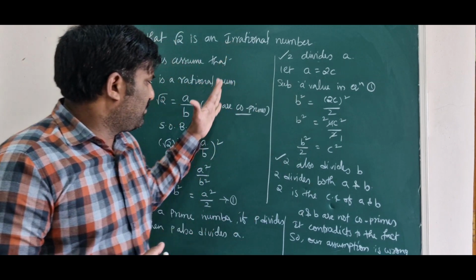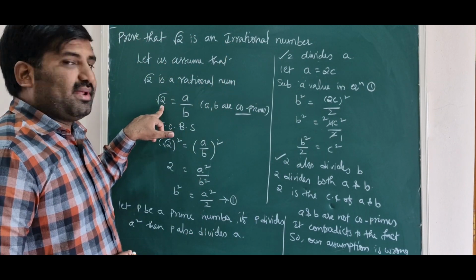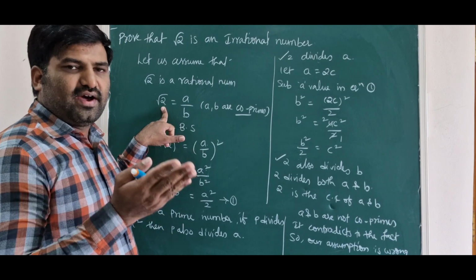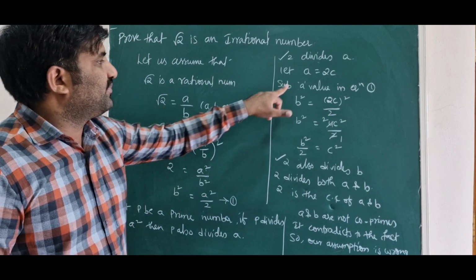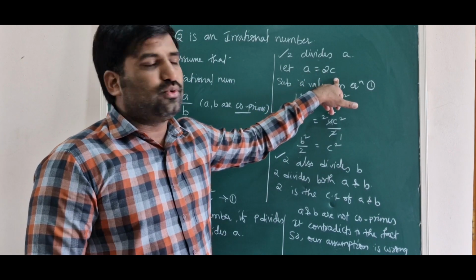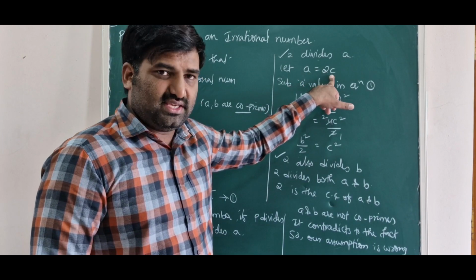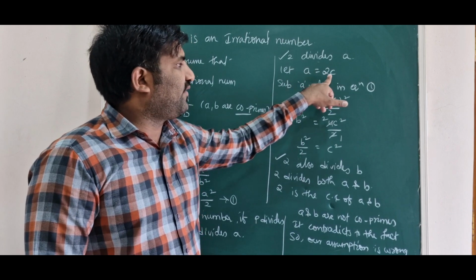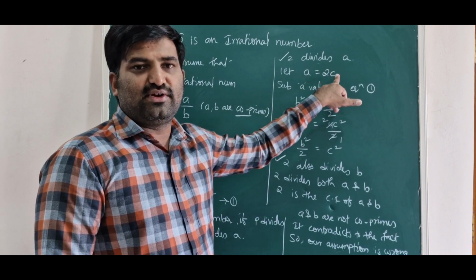In the same way, you can prove it. You only have to change the number. In place of 2, you can take 3, 5 or 7. Next, here we are taking a is equal to 2c. For root 3, we will take a is equal to 3c. For root 5, a is equal to 5c. And root 7, a is equal to 7c.